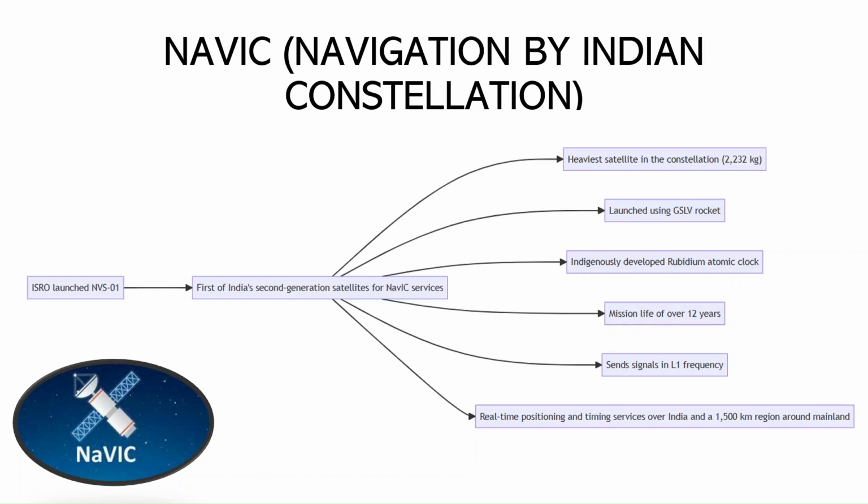And it sends signals in the third frequency, that is the L1 frequency range, which enhances interoperability with other satellite navigation systems, right? This cutting-edge satellite provides real-time positioning and precise timing services over India and a region of approximately 1,500 km around the mainland. So remember this range. This range has been asked in the exam quite often, right? So this range needs to be remembered. That is the 1,500 km region around the mainland.